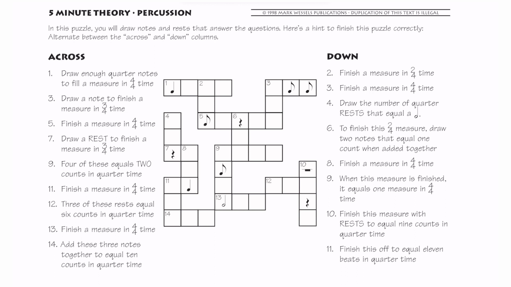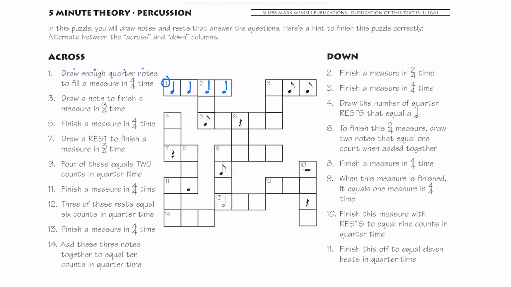Pretty simple. Number 1, draw enough quarter notes to fill a measure of 4/4 time. So I'm doing 1 across here. There's already 1 quarter note. How many do I need to draw? 2, 3, 4. So I should have 4 total in 4/4 time. All right, let's go down instead of all the way across.